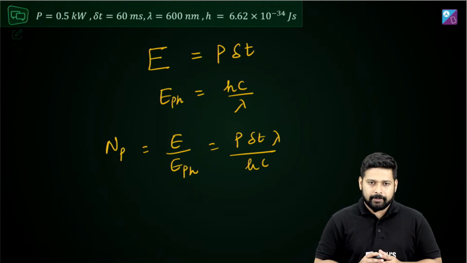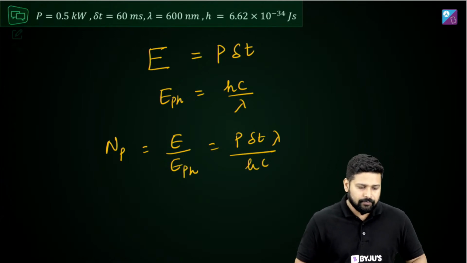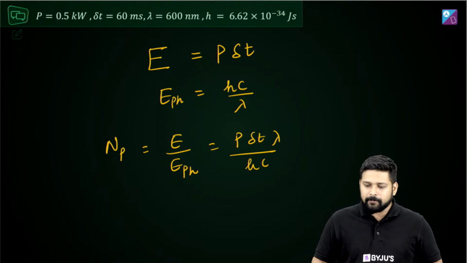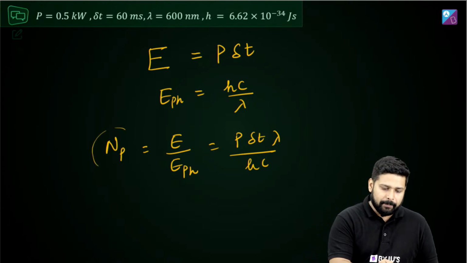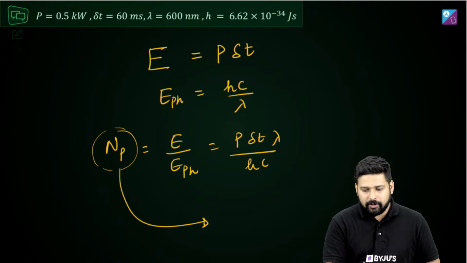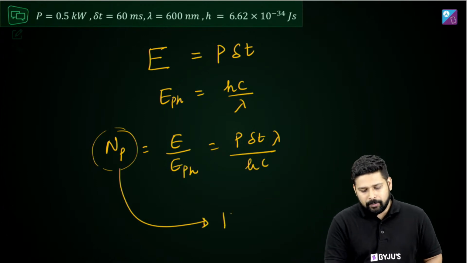Now substitute everything. Approximately, what do you get as the value of the number of photons? This will come out to be equal to 10 to the power of 20.